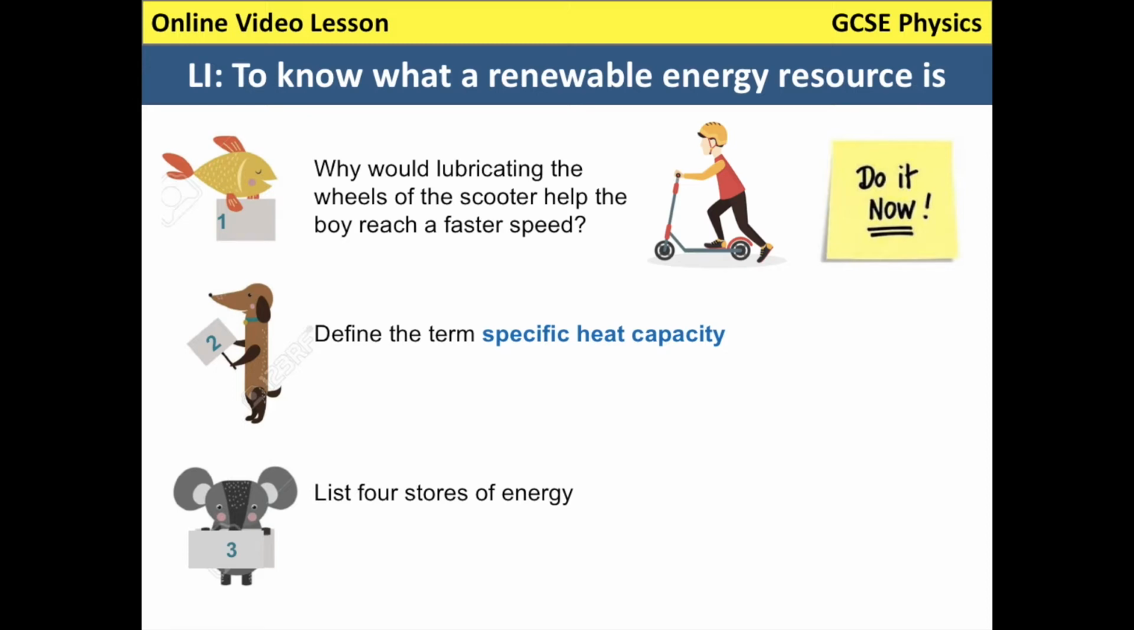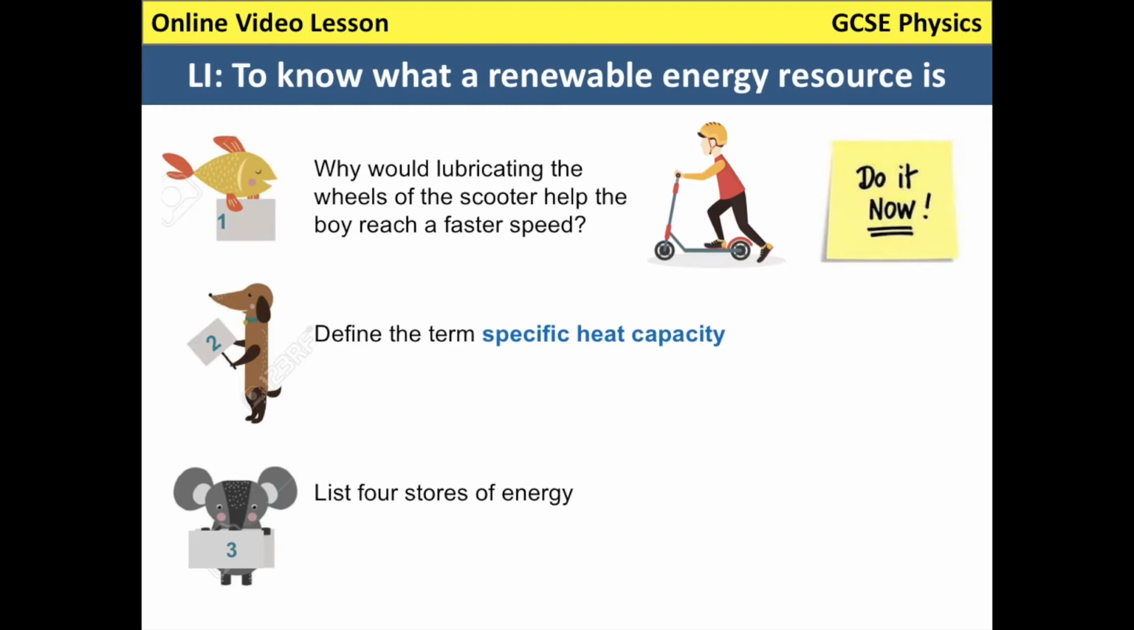So, as always, we're going to begin with a quick task, a fish, dog, elephant task. I would like you to pause the video and have a go at each of the questions, answering in as much detail as you can. The fish question is, why would lubricating the wheels of a scooter help the boy on it reach a faster speed? For the dog question, I would like you to define the term specific heat capacity, and for the elephant question, I would like you to list 4 stores of energy, please. Pause the video and answer each question in as much detail as you can.